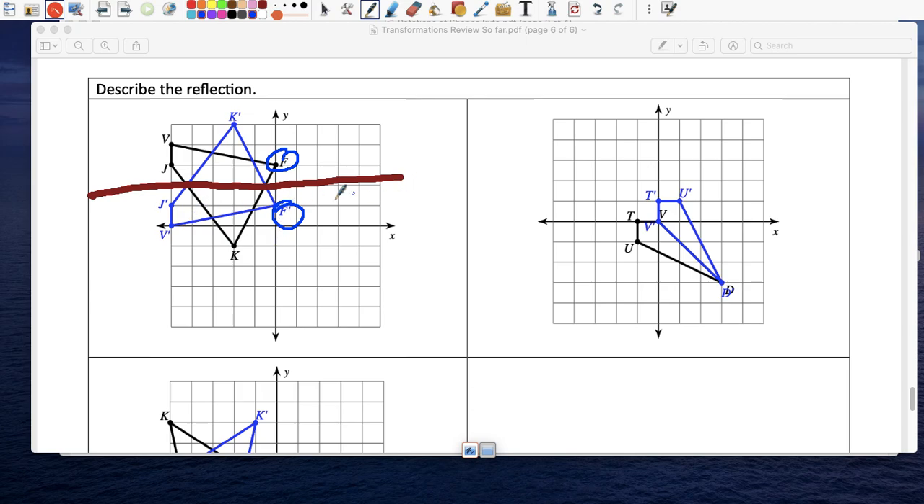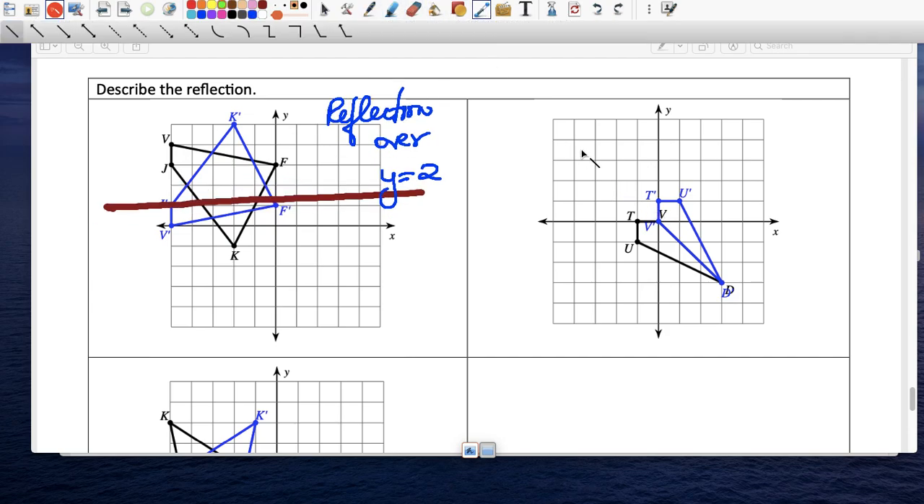Does that make sense that that's the line of reflection? Yes, it is. They're both 1 unit away from the line of reflection, and you can do the rest as well. But I would focus on 1 or 2 points, and that should be more than enough for you to figure out what kind of reflection it is when we make that line. So this is a reflection over what line? Is it over the x-axis? No, it's over y equals 2. A reflection over y equals 2.